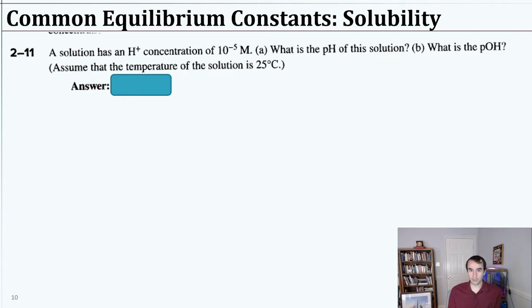So here we have a solution that has an H plus concentration of 10 to the minus fifth moles per liter. Part A asks, what is the pH of the solution? And part B asks, what is the pOH of the solution? And again, it's saying to assume that the temperature of the solution is pretty much room temperature, so we don't have to think of anything weird or different.